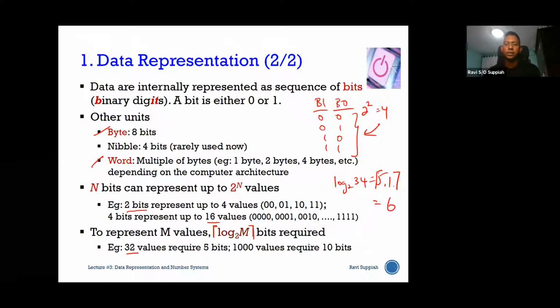The ceiling function means you round up to the next integer. So basically what it tells us is if I have 34 different values to represent, then I need at least 6 bits to represent these 34 different values, because with 5 bits I can only go up to 32 different values. So that is basically what the ceiling function is for.